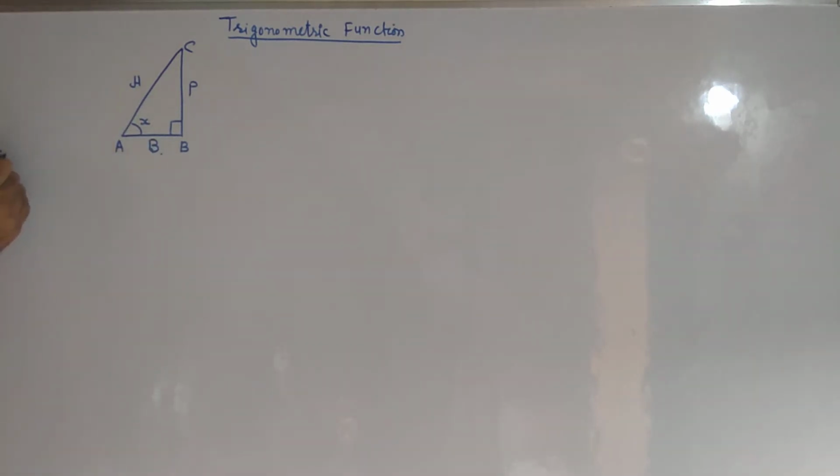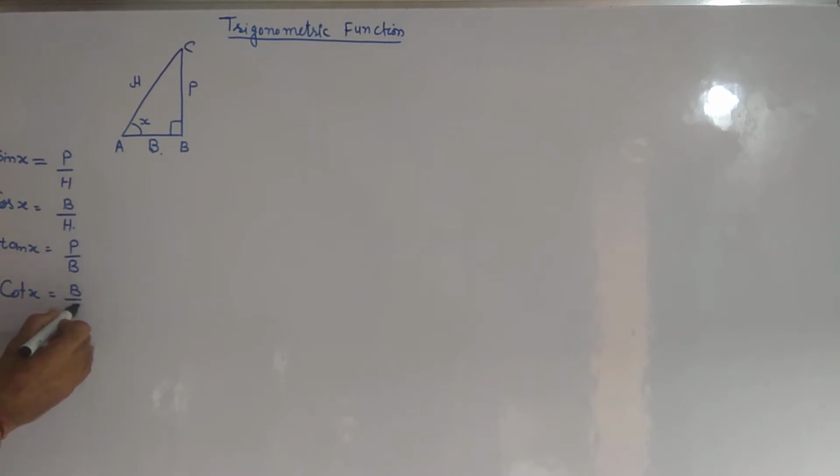Therefore sine x is equal to perpendicular upon hypotenuse, cos x is equal to base upon hypotenuse, tan x is equal to perpendicular upon base, cot x is equal to base upon perpendicular, secant x is equal to hypotenuse upon base, cosecant x is equal to hypotenuse upon perpendicular.